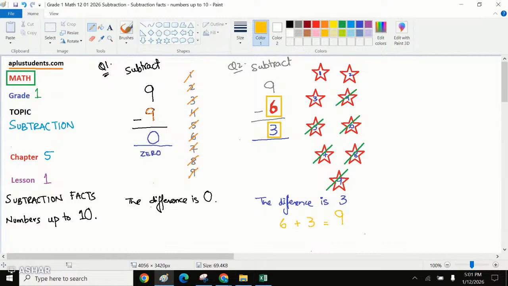Okay? Or what we can say is, if 9 minus 6 was 3, we can also say that 9 minus 3 would be equal to 6. Okay? So either way, it is true. If you subtract 6 from 9, you get 3 as your answer.